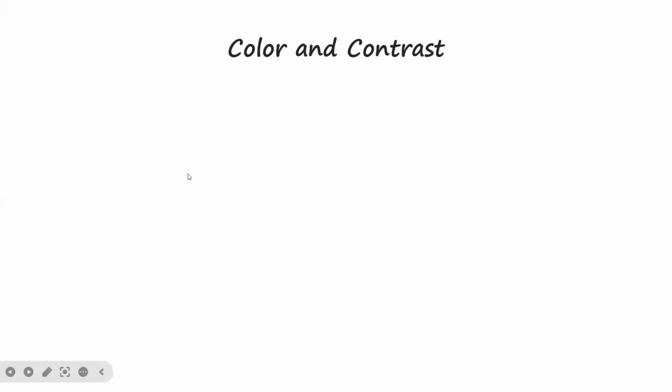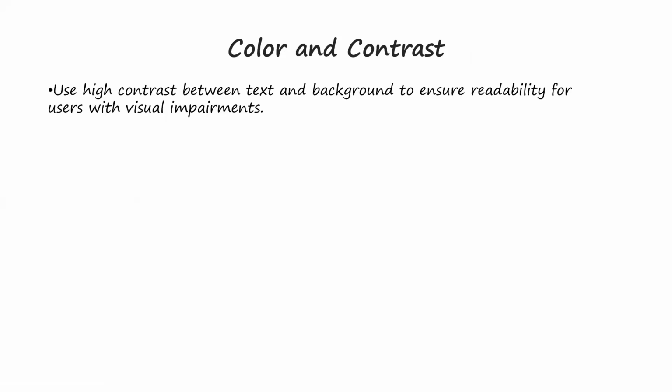Color and contrast. We'll be taking a look at it in one of the sessions. They also matter. Using high contrast between text and background can ensure readability for users with visual impairment. So whenever you're writing text and you're using colors, you should use colors that have high contrast between the text and its background to ensure readability.